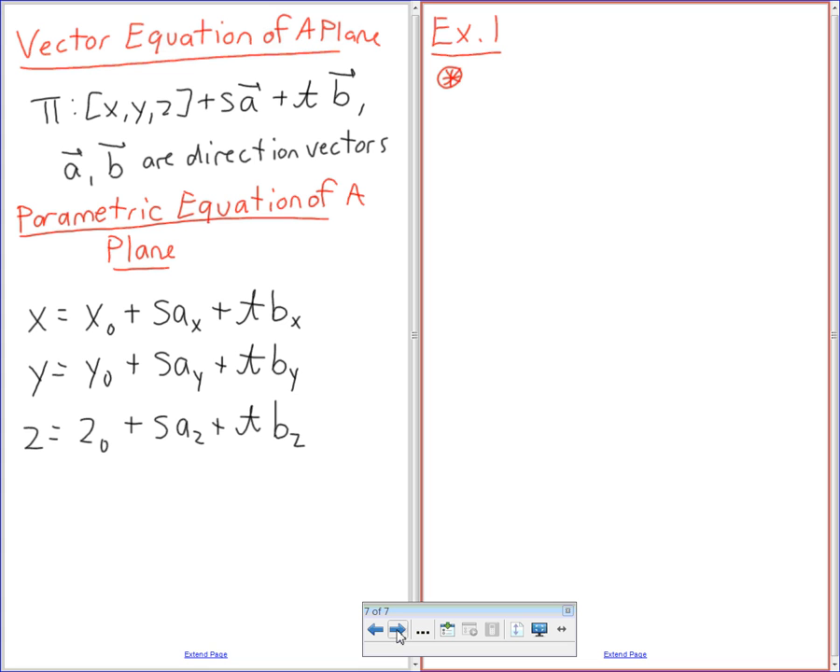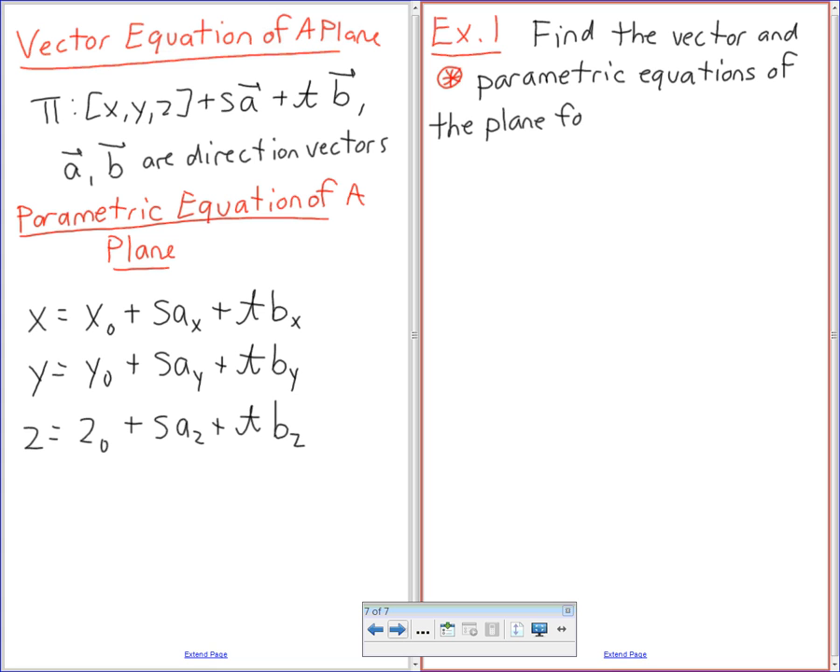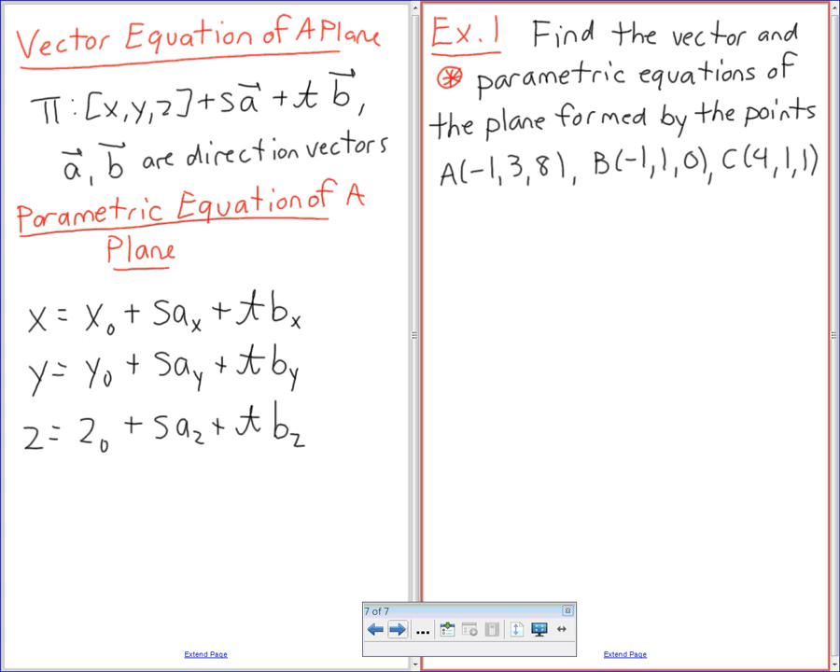That's what we're doing right now. So I'm going to say find the vector and parametric equations of the plane formed by the points A(-1, 3, 8), B(-1, 1, 0), and C(4, 1, 1). All right, we're going to do I'll give you a second here.